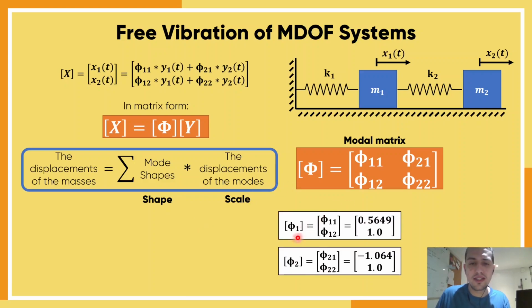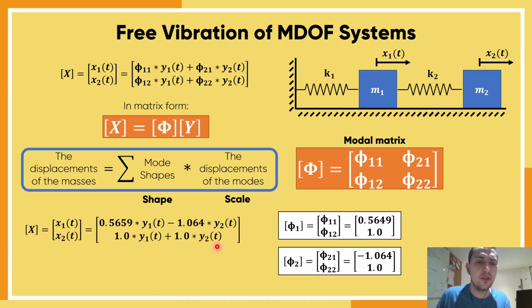This is fixed, always the same shape, but with respect to time, these displacements will change. So now looking into our example, phi1 and phi2 are given here on the side from previous videos. The motion of the first floor is 0.5659 times the displacement of the first mode, minus 1.064 times the displacement of the second mode. And the same applies for y2 with the two components of 1.0.